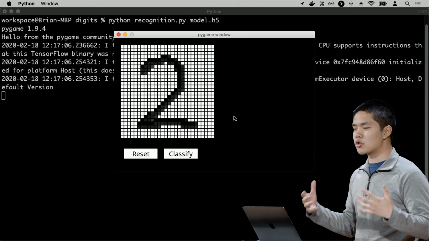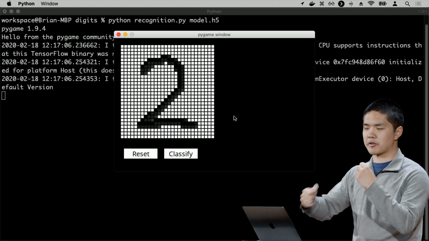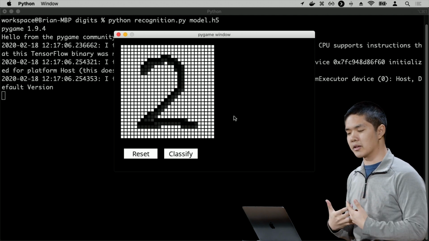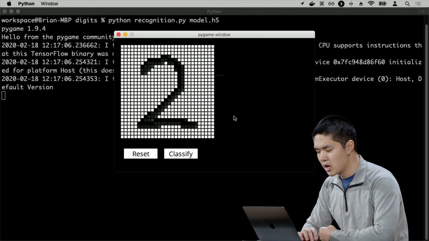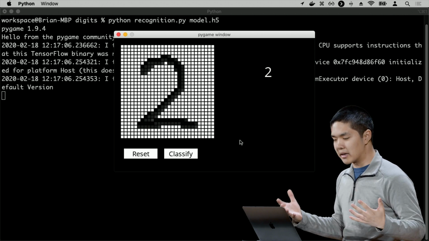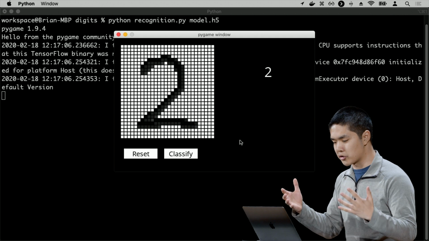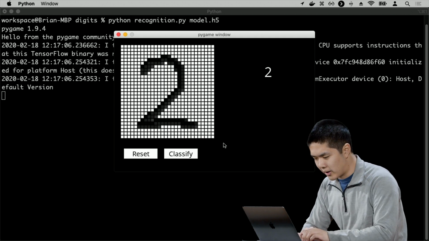So there's my number 2. Again, this is messy. If you tried to imagine how you would write a program with just ifs and thens to do this sort of calculation, it would be tricky. But here I'll press classify. And all right, it was able to correctly classify that what I drew was the number 2. I'll go ahead and reset it, try it again.